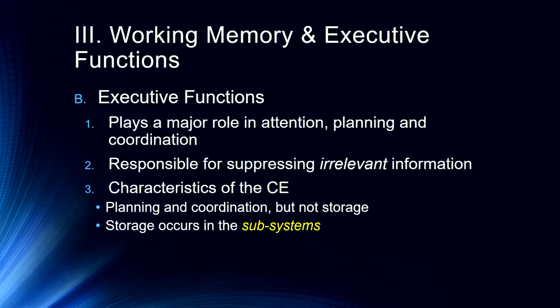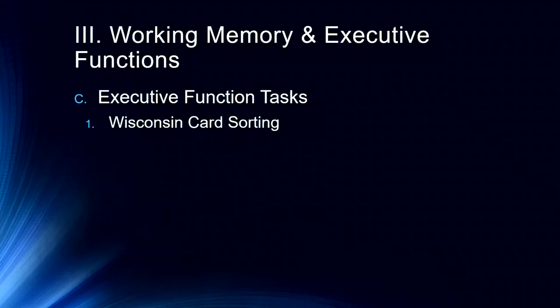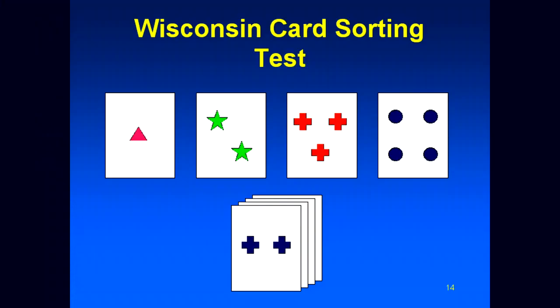Okay. So next I want to get into illustrating what the executive does by talking about its functions. So let's start with Wisconsin card sorting. This is a classic neuropsych test. Not a lot of people use it anymore. I like talking about it because it really illustrates the concept of hypothesis testing and trying to use previous information to do goal motivated behaviors.